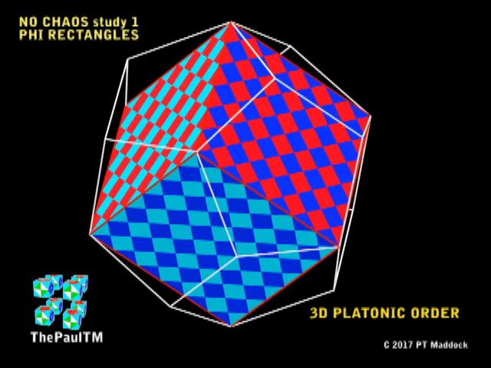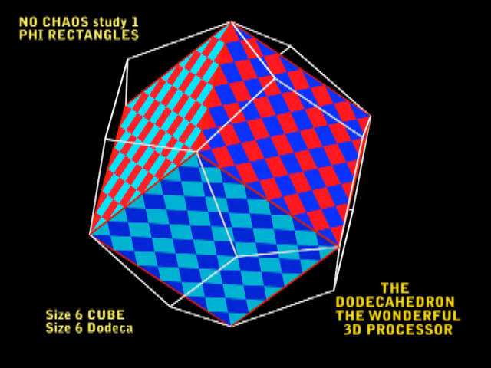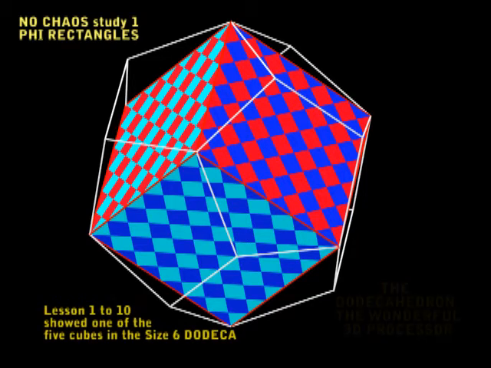I'm going to call this video No Chaos 1. My last video was called Lesson 10. But in Lesson 10, I basically took you to the end, because all of my work started from cubic wonder, and the five-sided stuff came from morphing from cubic wonder.